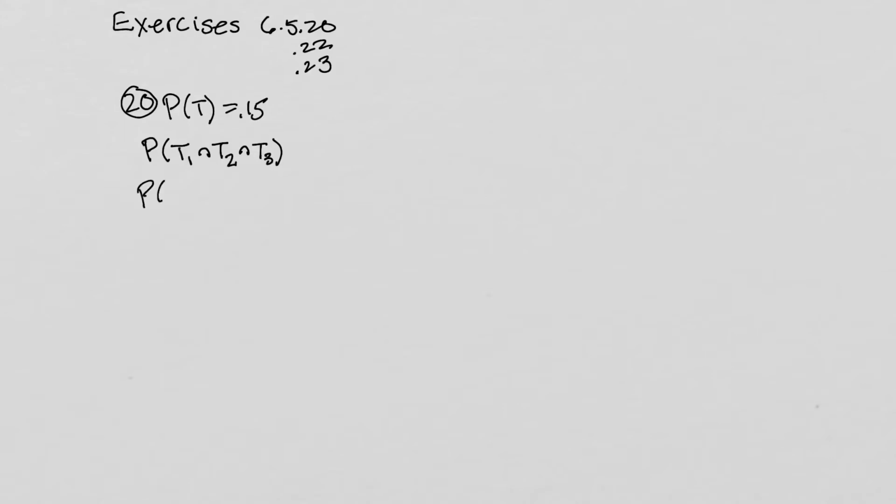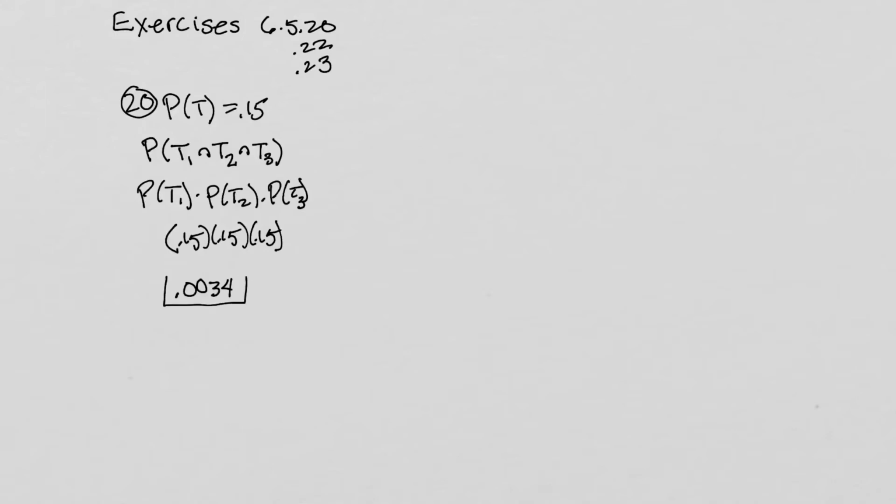So we can multiply these together. This will be the probability of getting a tuna the first outing times the probability of catching a tuna the second time out times the probability of a tuna on the third time out. And we're told up here that the probability of getting a tuna is 0.15, so we're just going to multiply these together. So we'll have 0.15 times 0.15 times 0.15, and my calculator gives me 0.003375, but I'm going to round this off to 0.0034. It's pretty typical to round probabilities off to 4 decimal places.